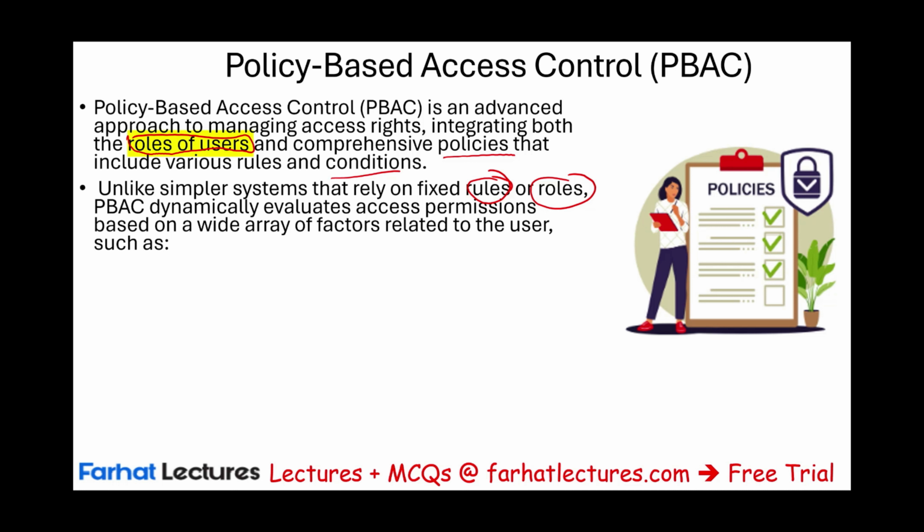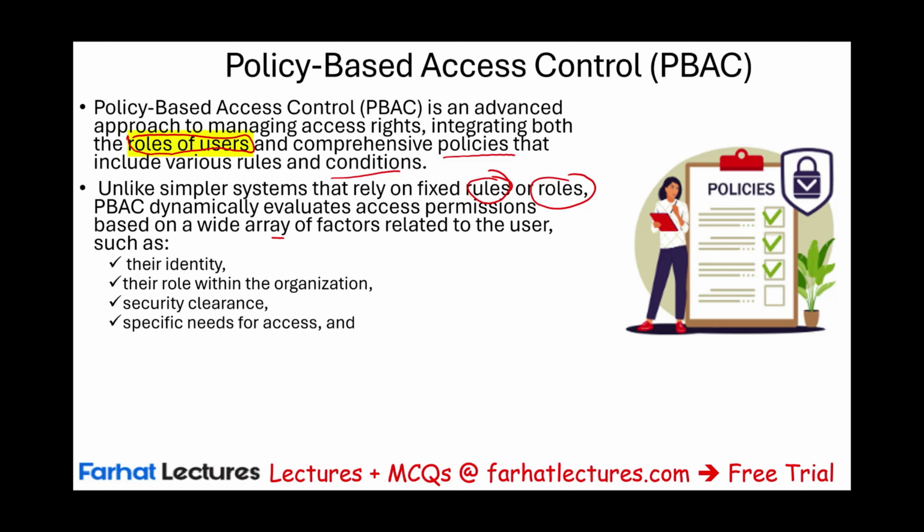The policy dynamically evaluates access permissions based on a wide array of factors related to the user. We would look at their identity, we would look at their role within the organization, we would look at their security clearance. So you could have a person with the same role but different security clearance. How are they accessing the system and what's their need for the access and any potential risk associated with granting the access? So this is basically a smart system.